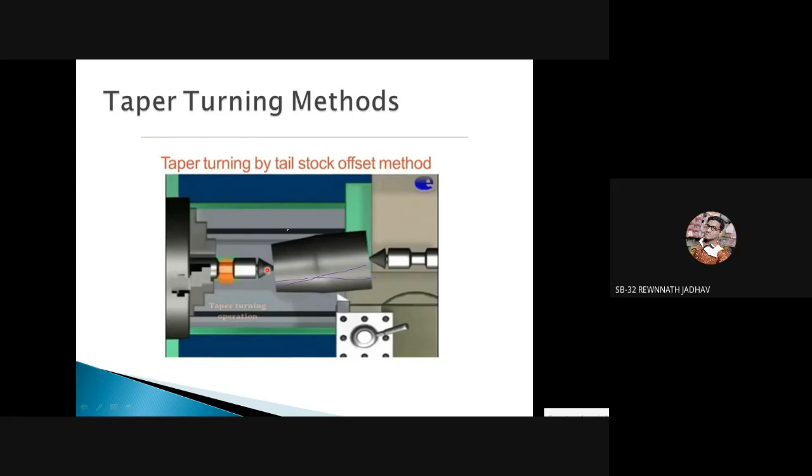Offset is given to it. Good. Because of giving the offset to this center, that workpiece is looking inclined. Now, see, you have given the offset, now we have to see how taper turning will happen. Now how can we provide the taper to that workpiece here?